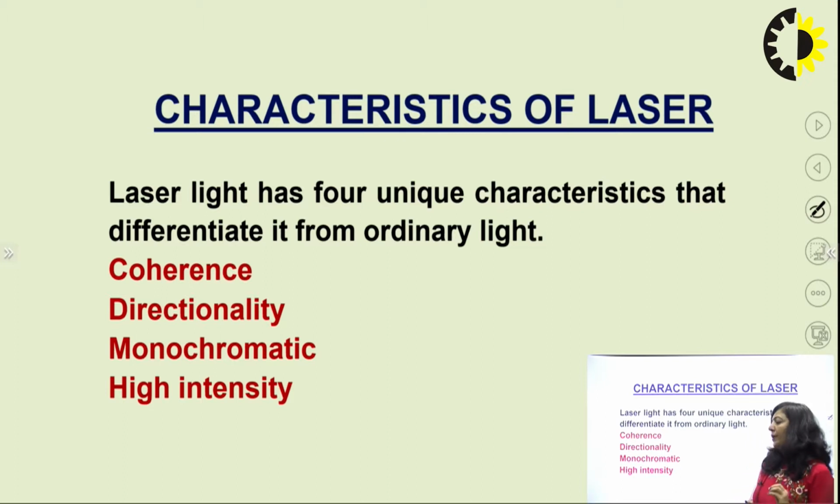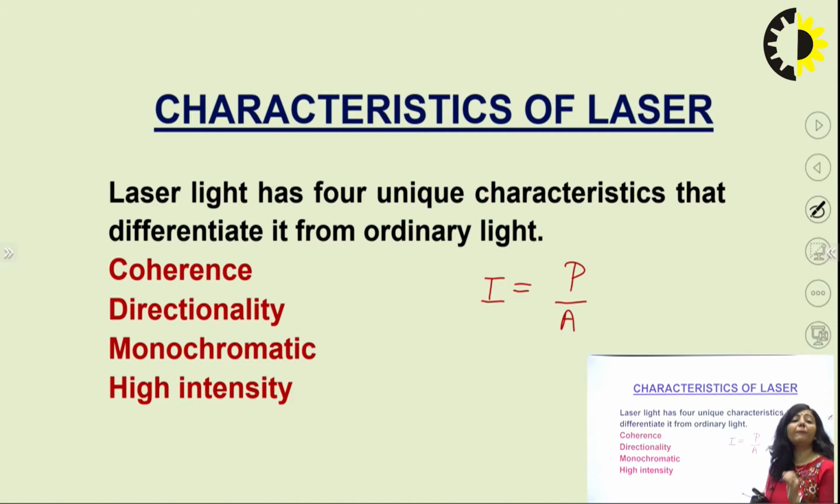The next one is that laser light has a very high intensity. Its brightness is much higher than ordinary light sources. So what is the meaning of this particular term here? As you all know from your previous classes, the intensity of any light source is given by this particular formula. Intensity is basically power per unit area.